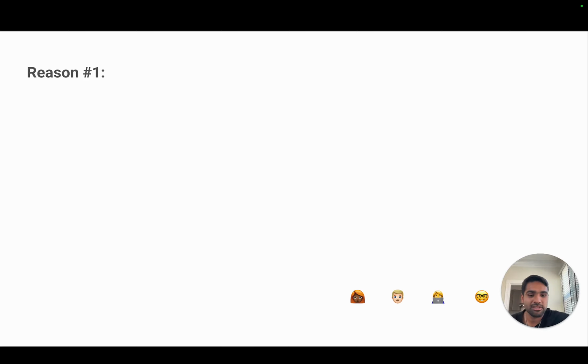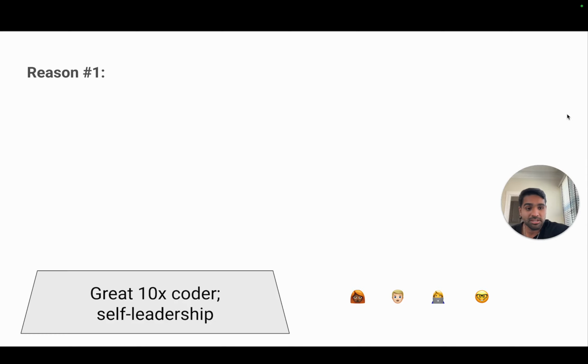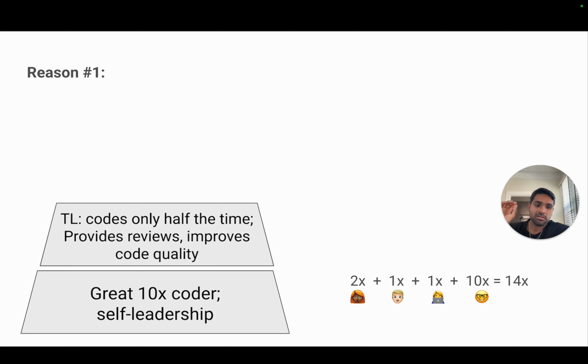So the example I use is, let's say you're in a team and you have your 4 teammates. You are the 10x coder. So you can lead yourself, you can work alone, build great products. But then, other people are also okay. And this is the total output of the team. Now, what your manager does is makes you a TL. So you can only code half the time. You're only producing half the output in terms of code.